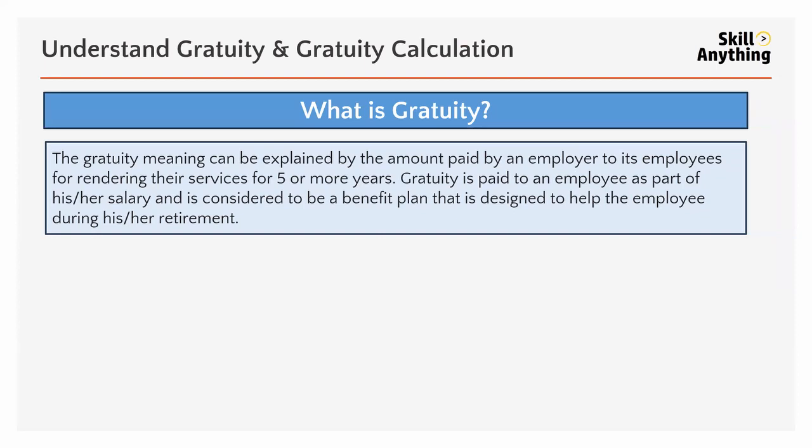So first, what is gratuity? Gratuity is an amount paid by an employer to an employee for rendering service for 5 or more than 5 years. Gratuity is a part of an employee's salary, and it is considered a benefit plan. It is designed for the employee during his or her retirement.